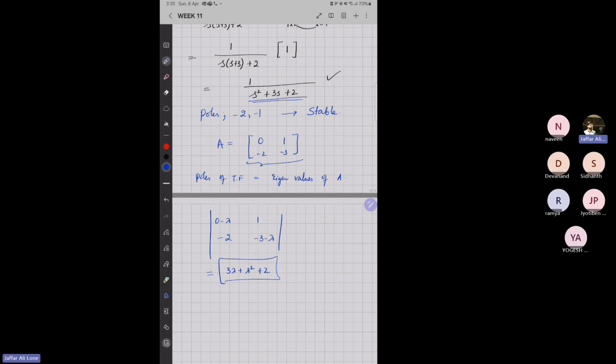If they are in the left half, your system is stable. If any one of them is in the right half, your system is unstable.